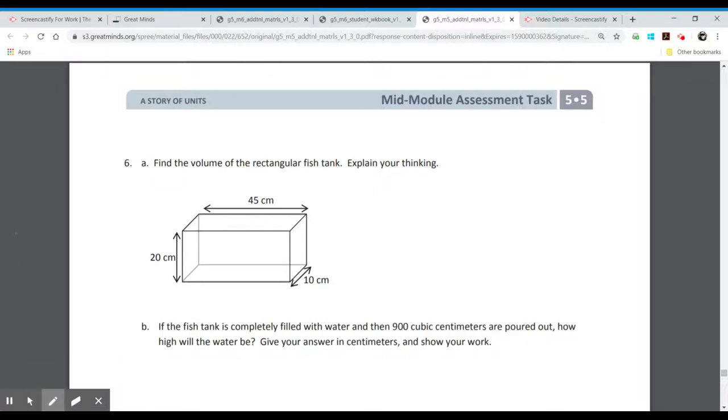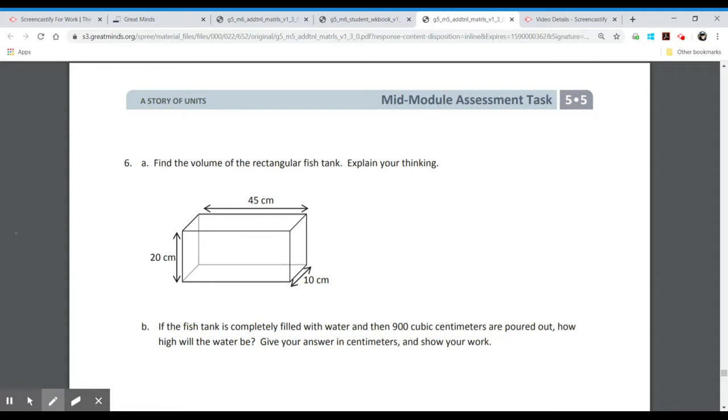Welcome back. This is the second part of the mid-module assessment, Unit 5 on geometry, and we are on number 6. Let's get started. Number 6 says, find the volume of a rectangular fish tank. Explain your thinking. Okay, this one's fairly easy.